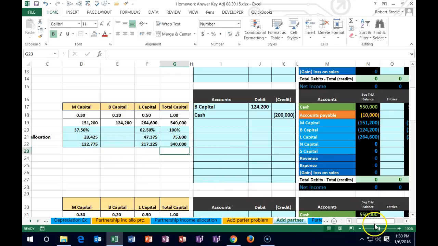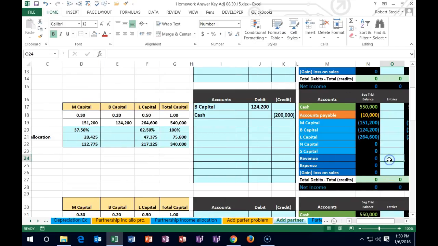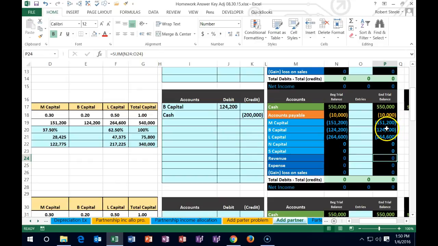So we're going to create the journal entry now, and once we do the journal entry, then we would expect that this number is going to go down to 0, and this number should reflect the 122,775, and this number should be the 217,225, and the two should add up to a total capital of 340. Let's see if that happens.